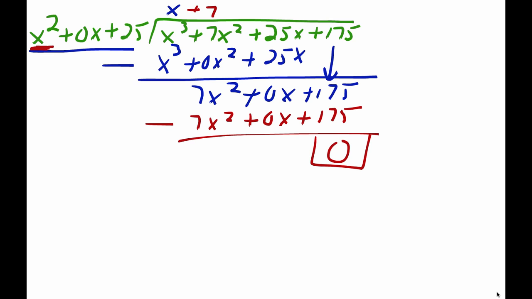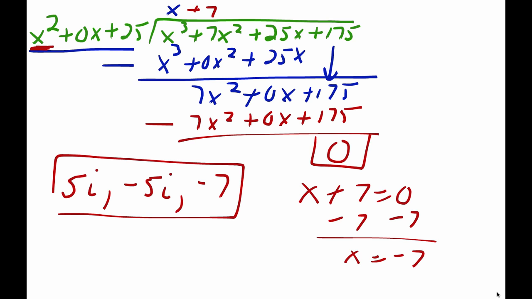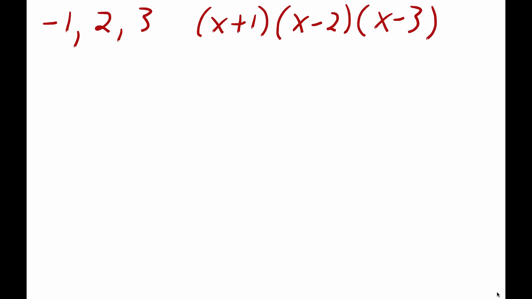So my first one at the beginning, they gave me 5i. I knew the opposite was also one. And then now I know that x plus 7, set that equals 0, minus 7, so x equals negative 7 is my third one. So those are my zeros. So that would be my answer there. Once again, take your time, stop it, rewind if you need to go over this again.